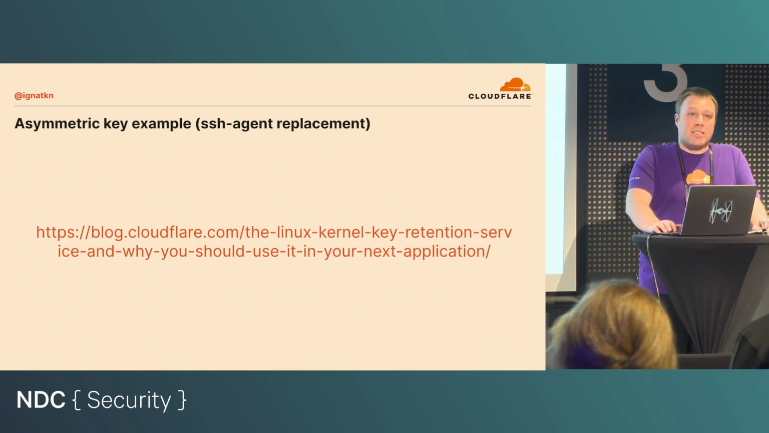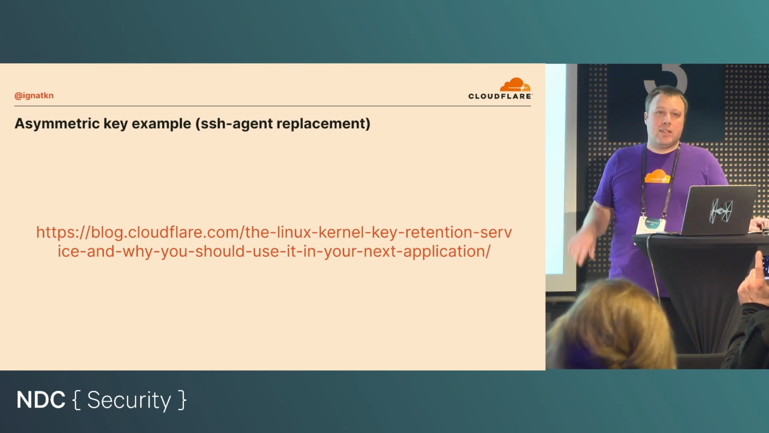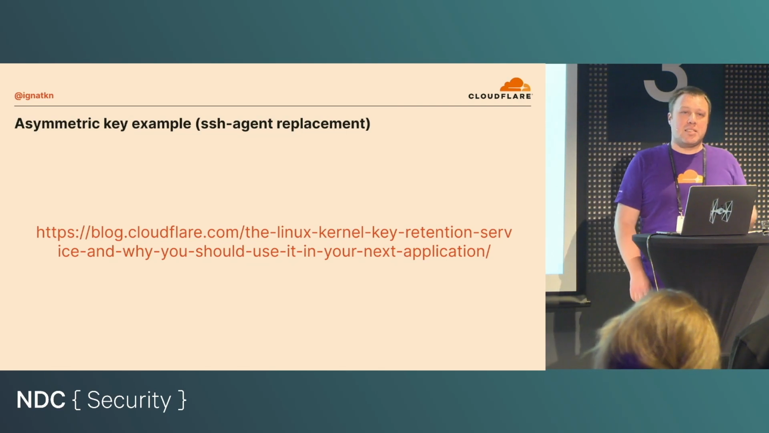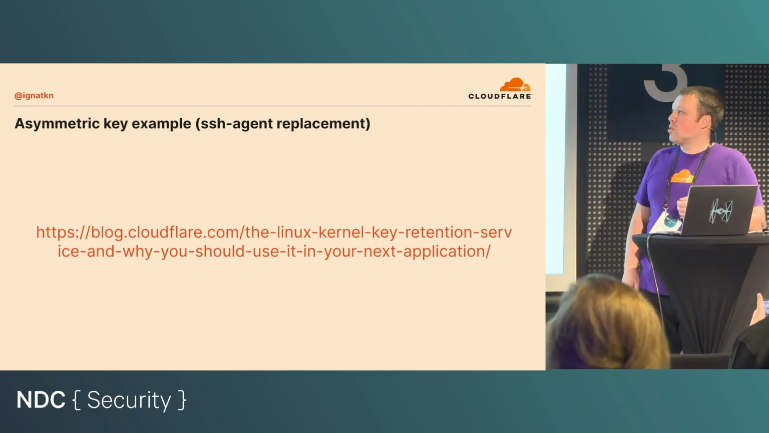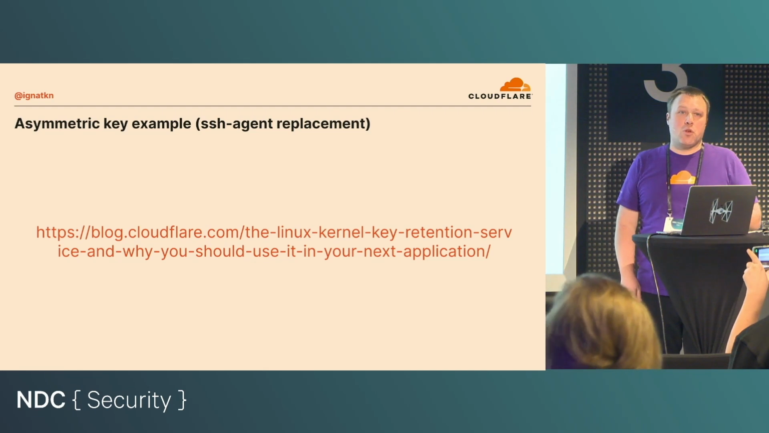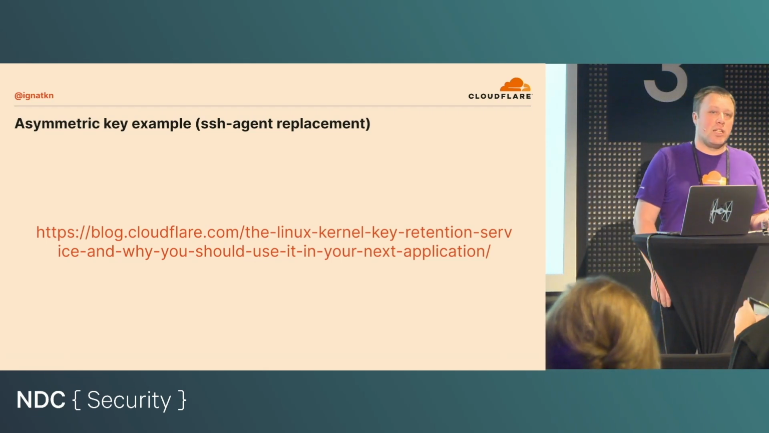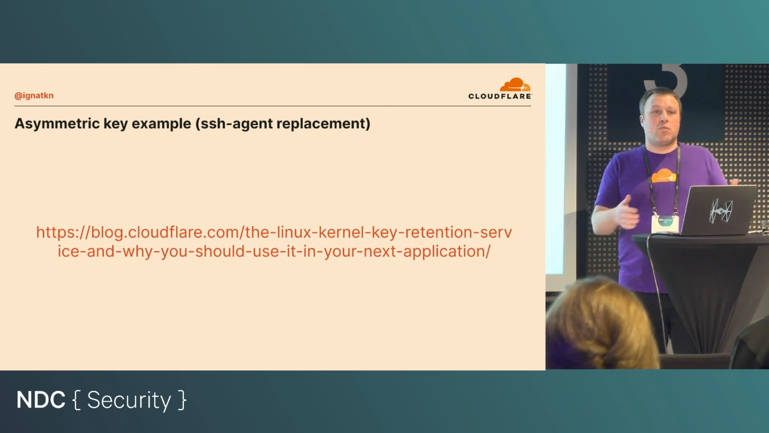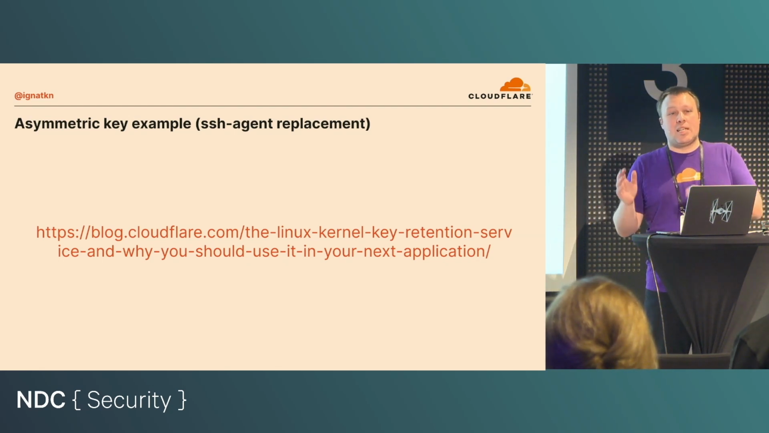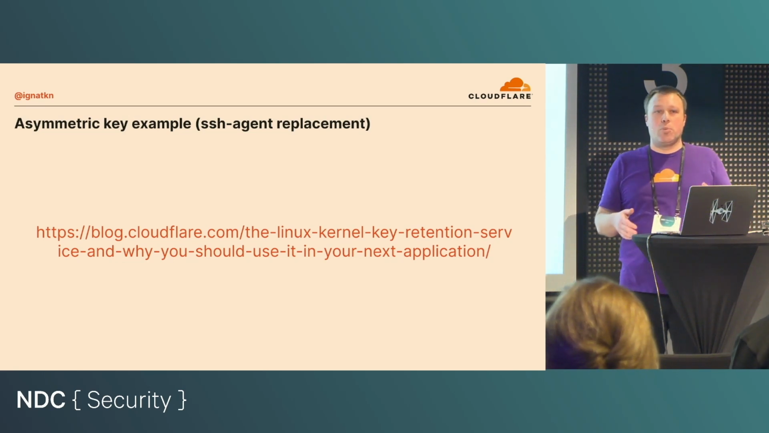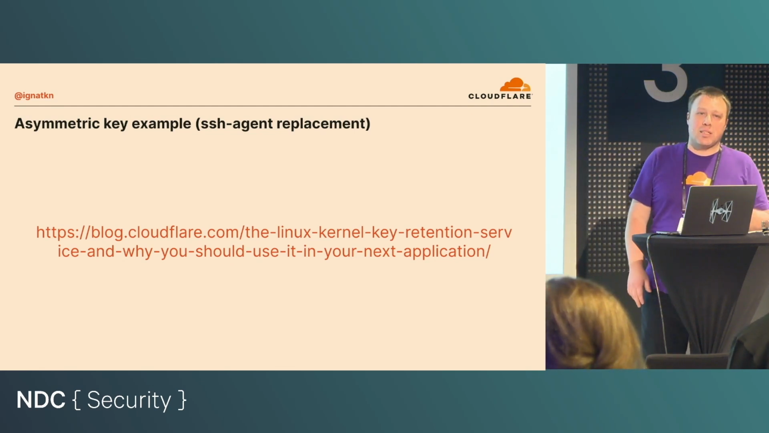We wrote a really extensive blog post on this, and I encourage you to read it. I will provide links at the end as well. So the blog post deeply explores the asymmetric key type, and we also provide a working patch for OpenSSH to replace an SSH agent with the Linux kernel keystore. So in the future, you don't have to run SSH agent, you can just add the key to the Linux kernel keystore, and OpenSSH will just pick it up automatically to authenticate you to the servers.